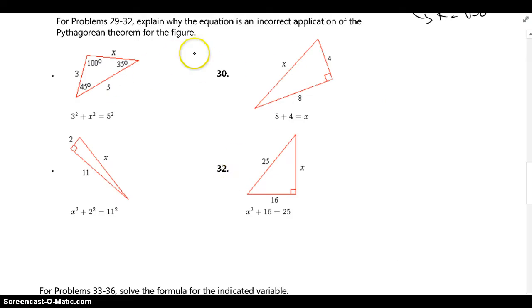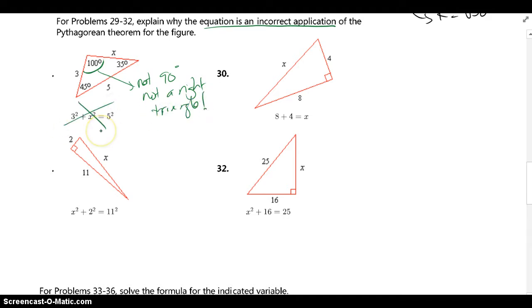For these problems, I'm supposed to explain why the equation is an incorrect application of the Pythagorean theorem. So for the first one, it looks like it's length squared equals supposedly hypotenuse squared, but notice this is not 90 degrees. It's not a right triangle. So if it's not a right triangle, the Pythagorean theorem doesn't apply. That's why it's incorrect.